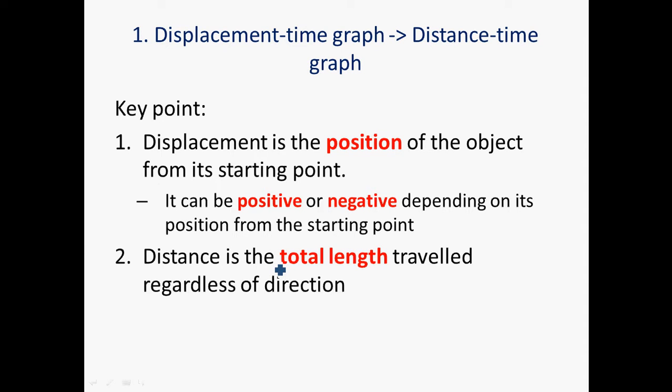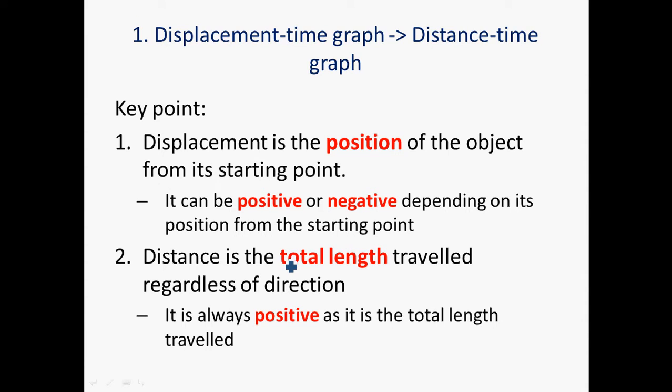Now for distance, on the other hand, it is actually the total length traveled, and it is regardless of the direction. So in other words, it is always positive as it is the total length traveled. Whether the displacement is moving forward in the positive direction or moving backwards in the negative direction, to distance, both positive motion and negative motion are always positive and are always adding up. So this is something you need to take note of.